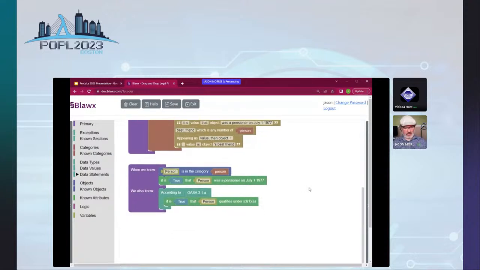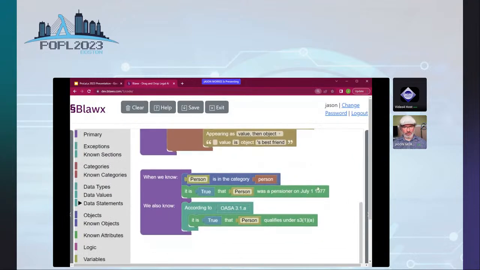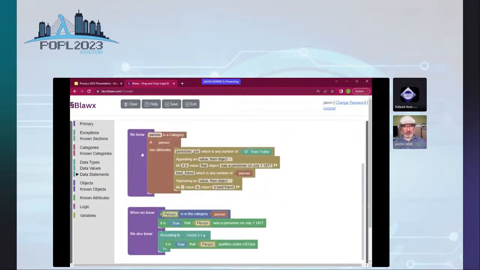So you can see the second part here is encoding the rules. And here what we said: if there is a person and that person was a pensioner on July 1st, 1977, then we know according to this section of the Act that the person qualifies under Section 3.1a. And that conclusion is being used elsewhere to conclude whether or not they're entitled to a pension. So that's the basic idea. Step 2, you encode the vocabulary and you encode the rule, and you've got this nice little block format that will not allow you to put things where they don't belong. So a data type like time will fit up here, but you can't put it in there. It just clicks away. So that's how that works.